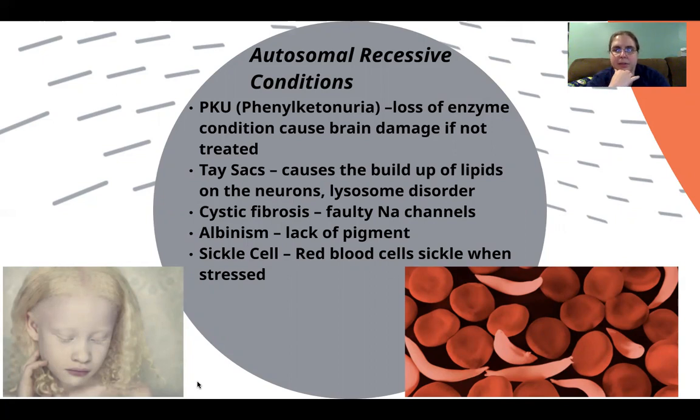Tay-Sachs causes a buildup of lipids in the cells that surround the neurons, causing them to swell up and start choking the neurons. It is a lysosome disorder. We talked about this back in chapter 2. Cystic fibrosis is caused by faulty sodium channels. Albinism, like this young lady in the bottom left, is a lack of pigment. And sickle cell disease is when red blood cells, because of a mutation in the hemoglobin, change shape, and they end up being a longer, more curved shape.